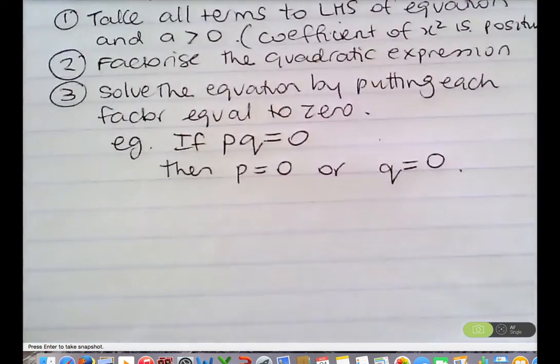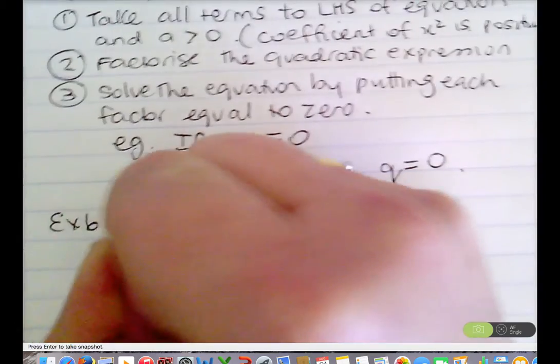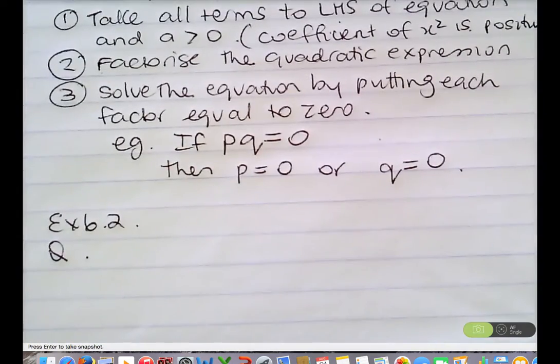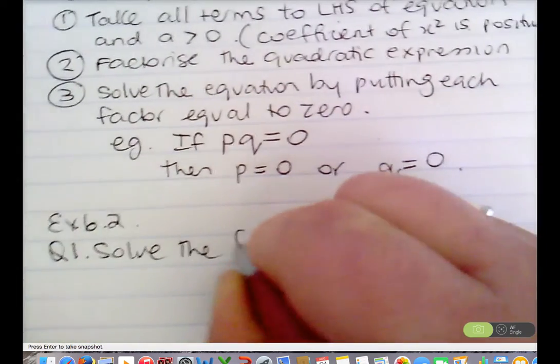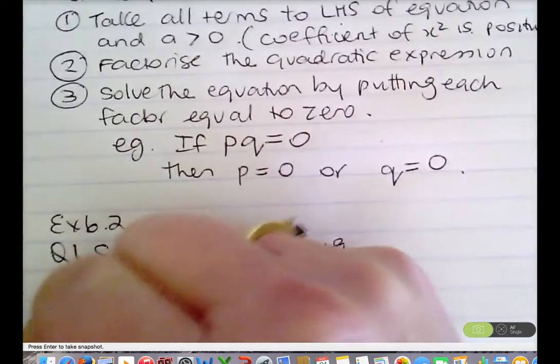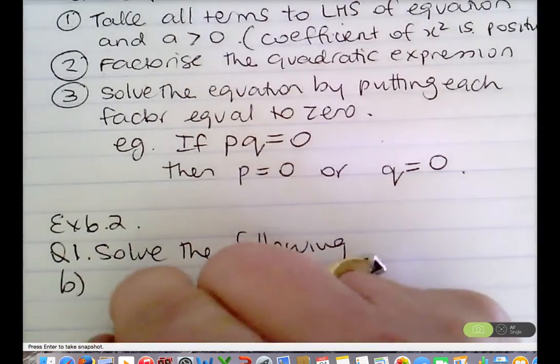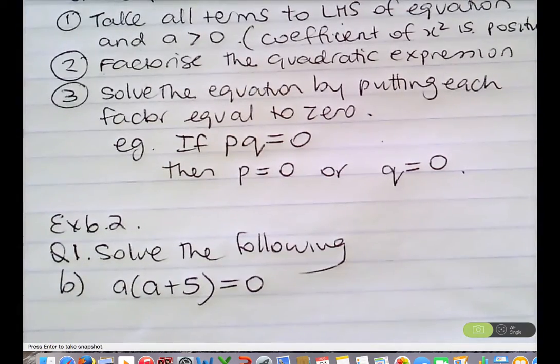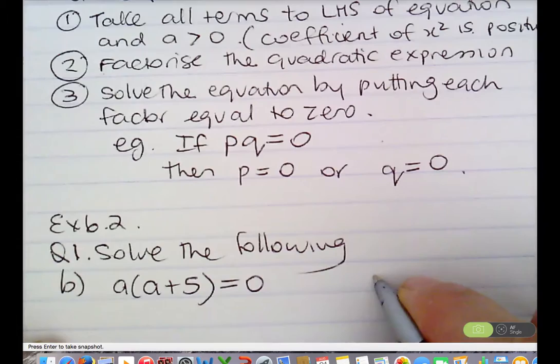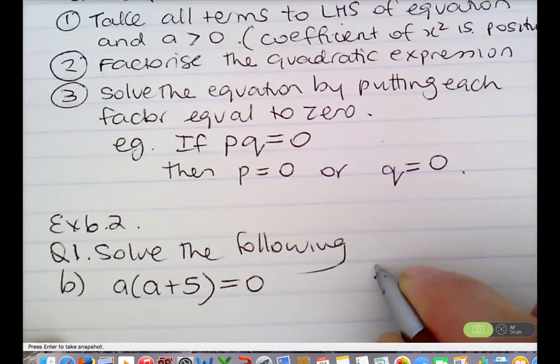Okay, let's start. Exercise 6.2, I'm just going to choose some questions. All right, I'm going to start off with some factorized bits already. I've got question 1b. So question 1, solve the following. Here is B. We're going to start off with some really easy ones first. A bracket a plus 5 equals 0. And then we'll do another one over here.